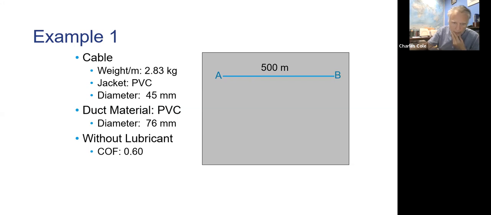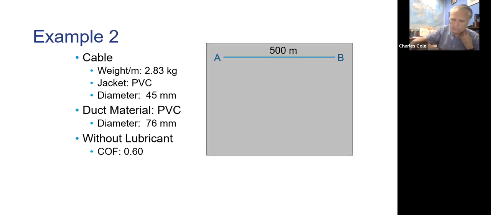And if you could click again, that creates a tension of 856 kilograms force pulling that cable from point A to point B. Again, that tension is generated in a linear fashion because this is a straight run. Let's see what happens when we introduce some bends. If you can go to the next.